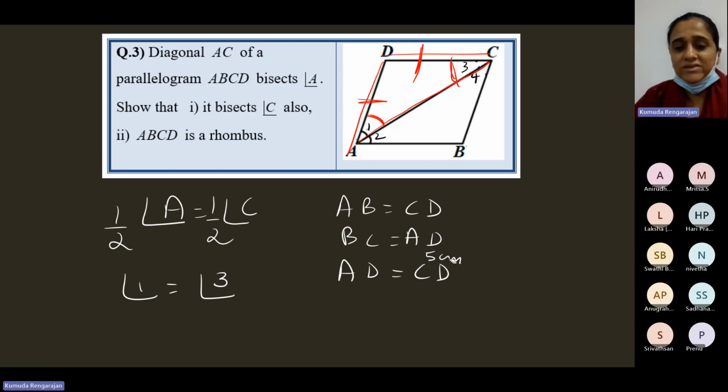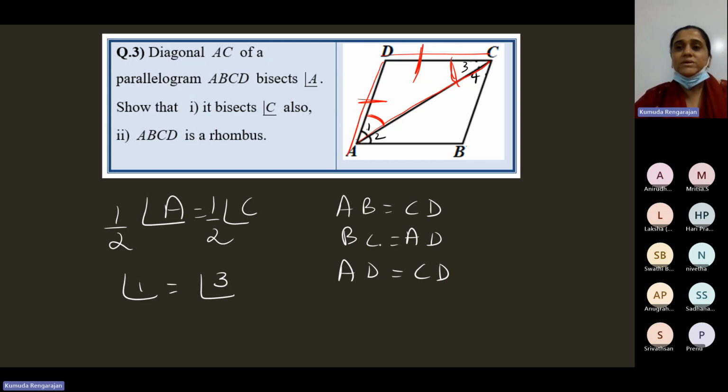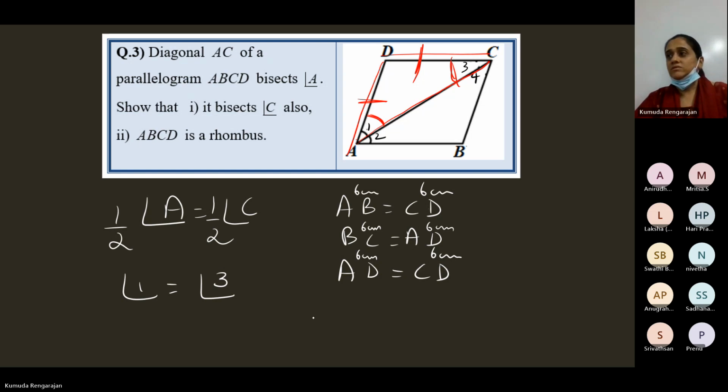You can start from anywhere, children. Not that you should start from the beginning. You can start from BC also. Like I write BC 6 centimeter. That means AD is also 6 centimeter. Where is AD now? This AD, 6 centimeter. That means CD is 6 centimeter. That means AB is 6 centimeter. So you can see all the sides are equal.